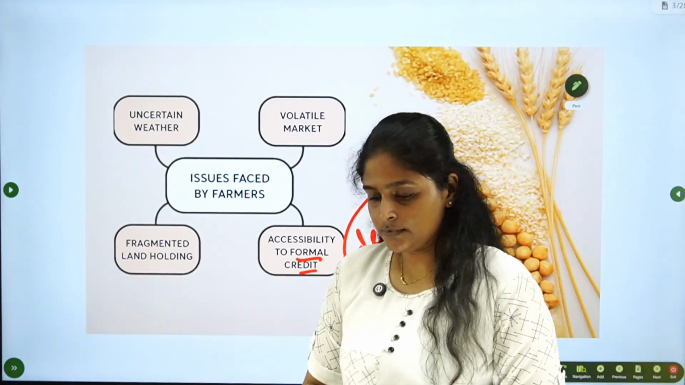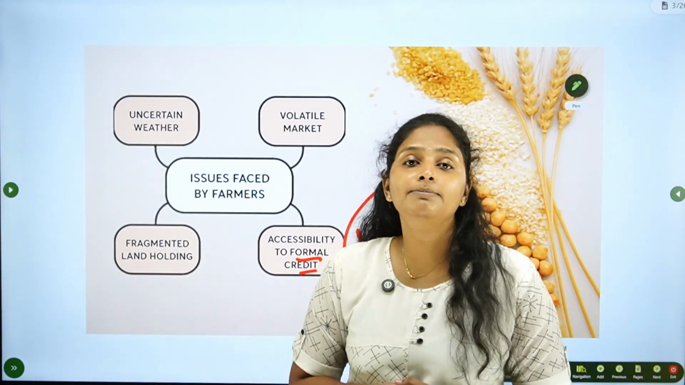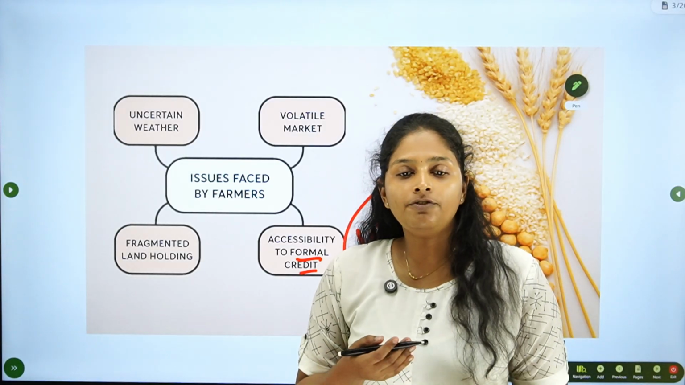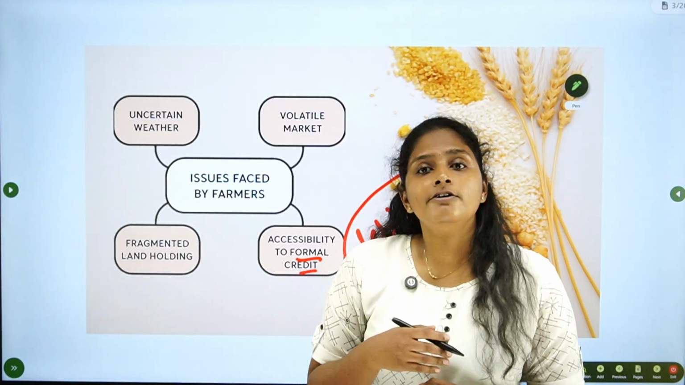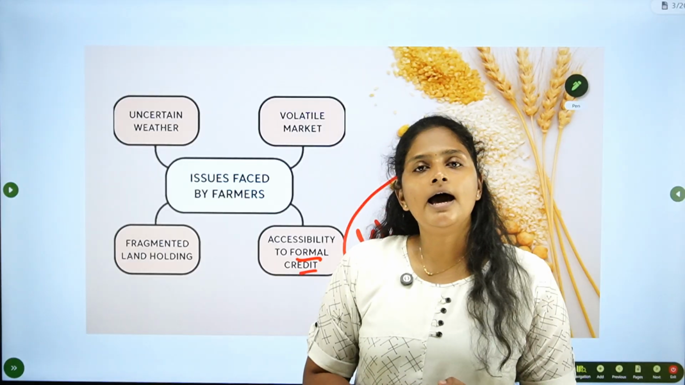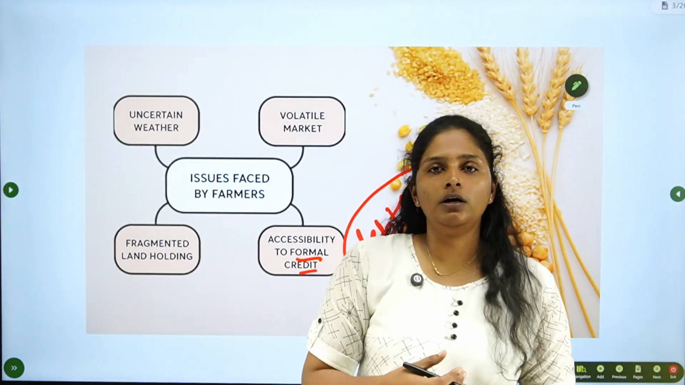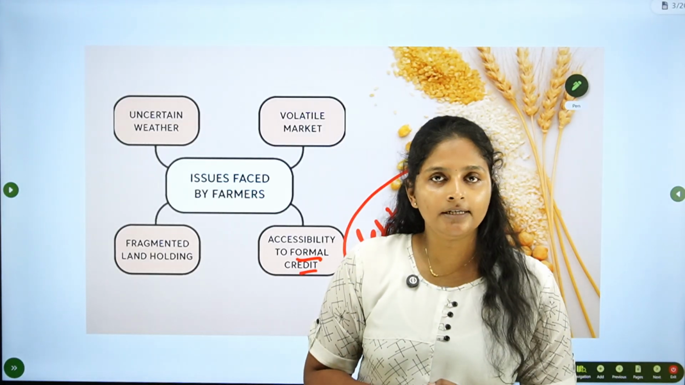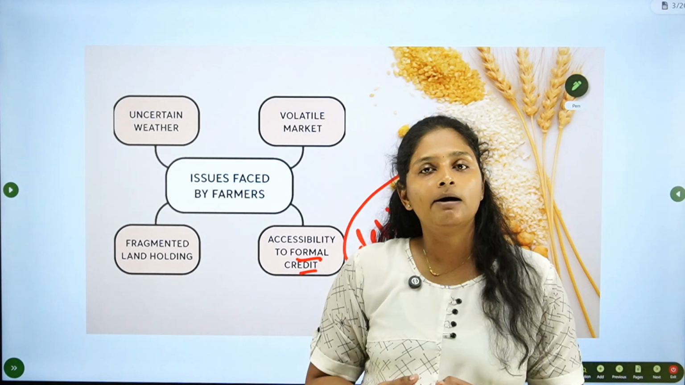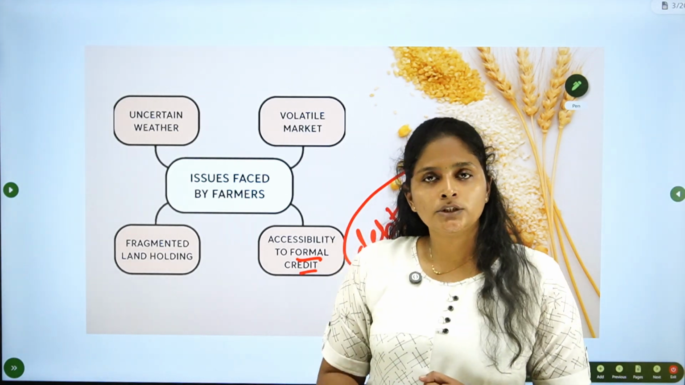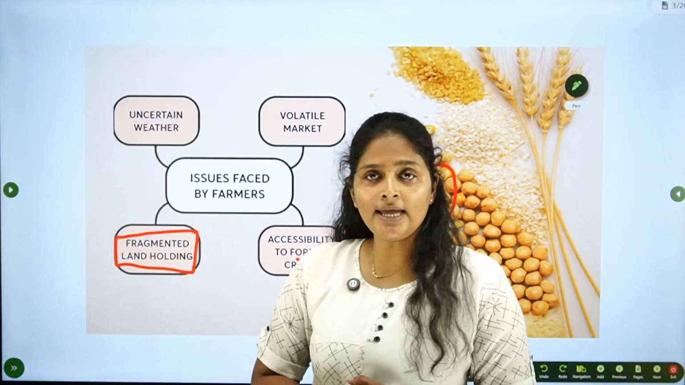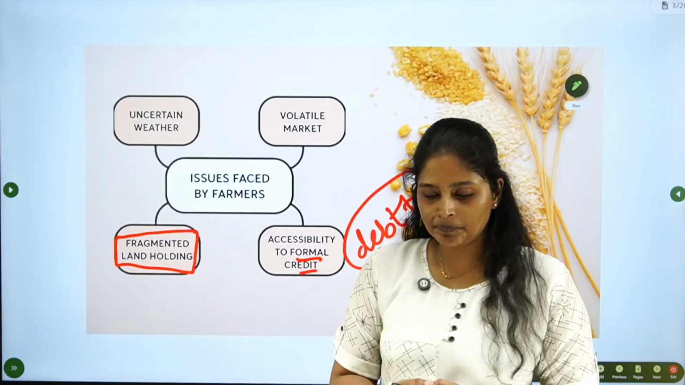Another issue that is faced by Indian agriculture is lack of land holdings or fragmented land holdings. Most of the Indian farmers are either holding very small to medium amounts of land, or they may be landless laborers on someone else's land. So fragmented land holdings is another issue that is faced by the agriculture sector.